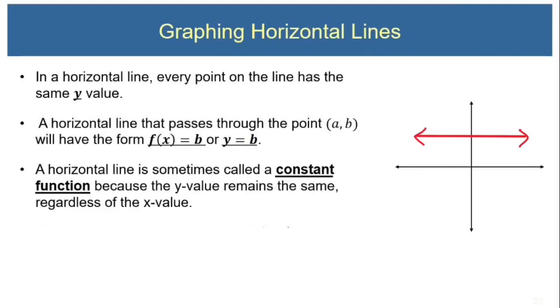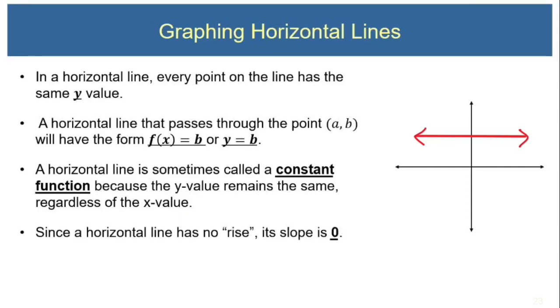Sometimes this is called a constant function because the y value always remains the same no matter what the x value is that you're plugging into it. And since a horizontal line has no rise, as we've already seen, the slope is 0. We knew that from before.